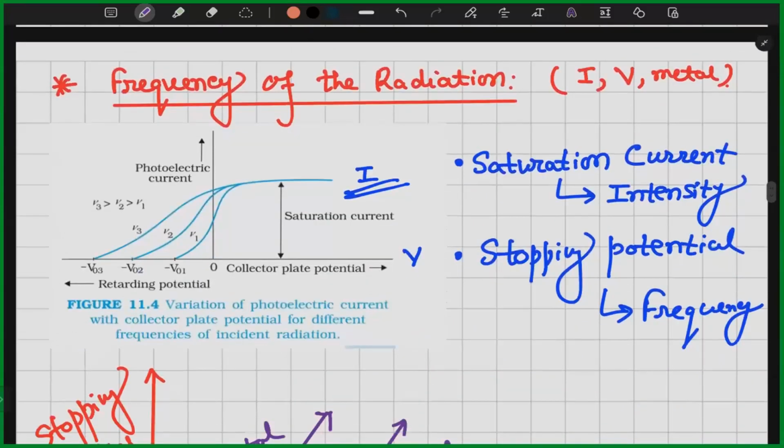Now first I explain the saturation current. Saturation current does not depend on the frequency. You can see here, if we increase the frequency, the saturation current remains constant. Why? What is the frequency contributing? The frequency gives the energy.